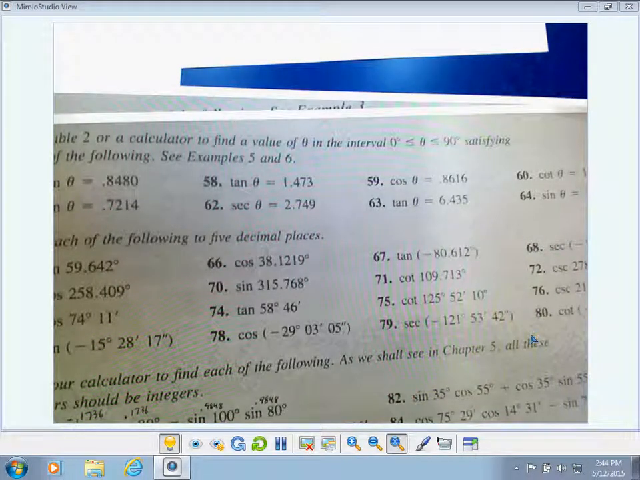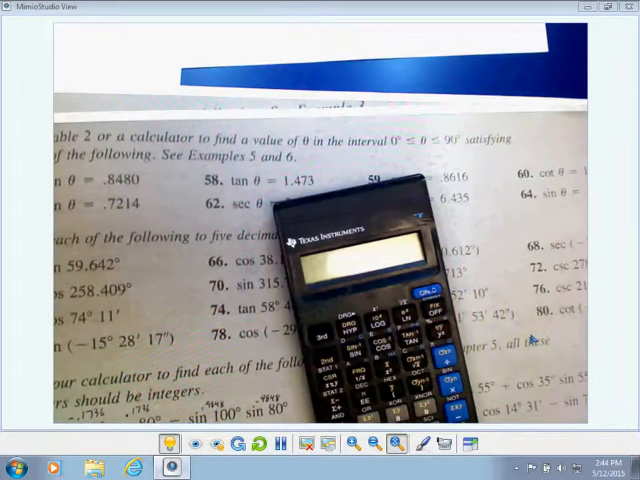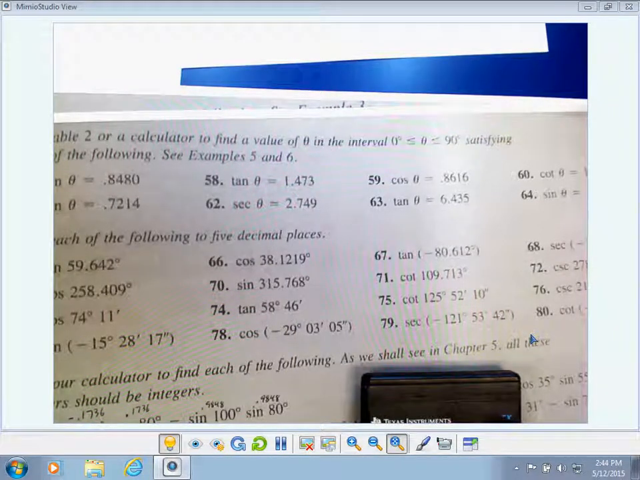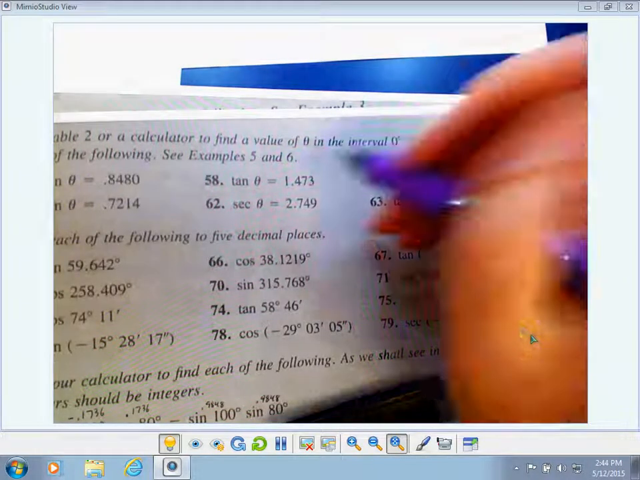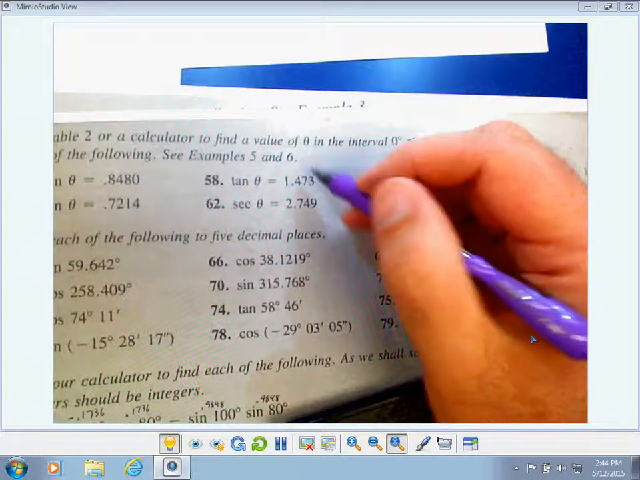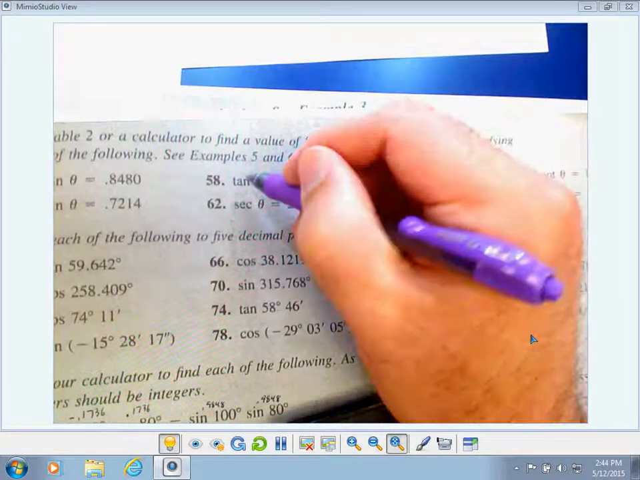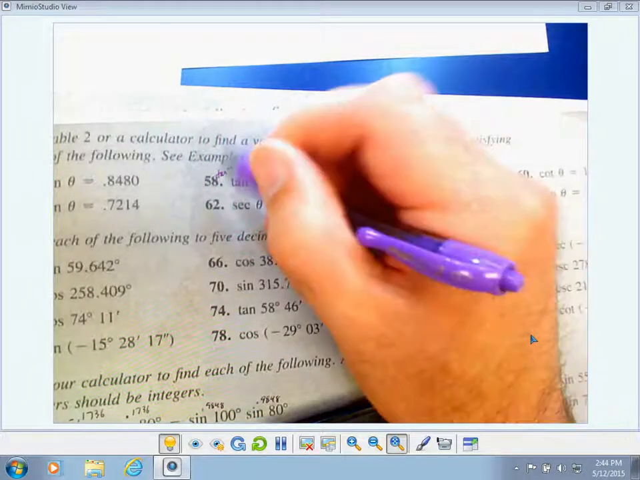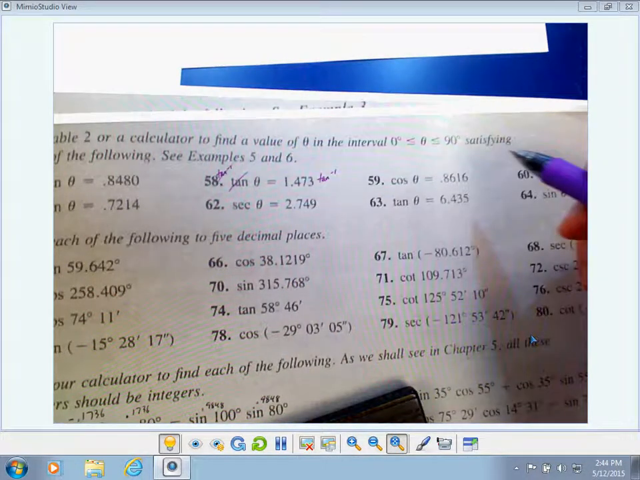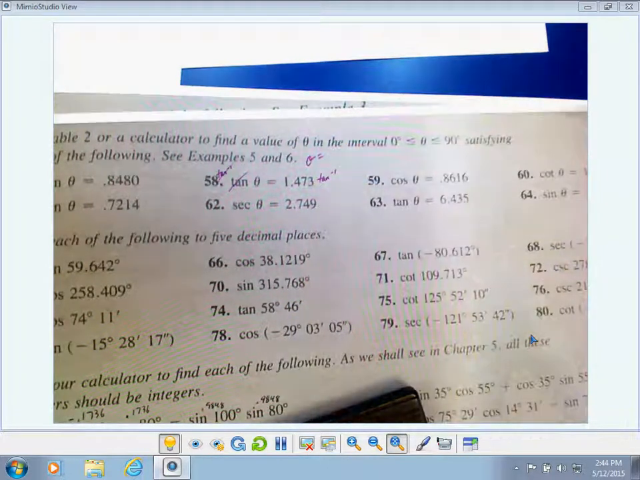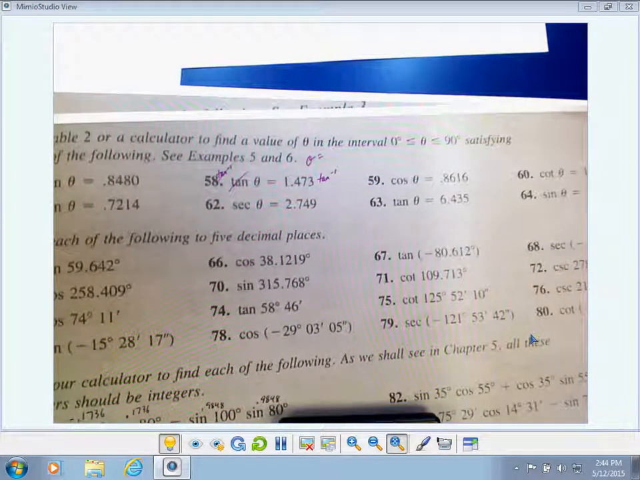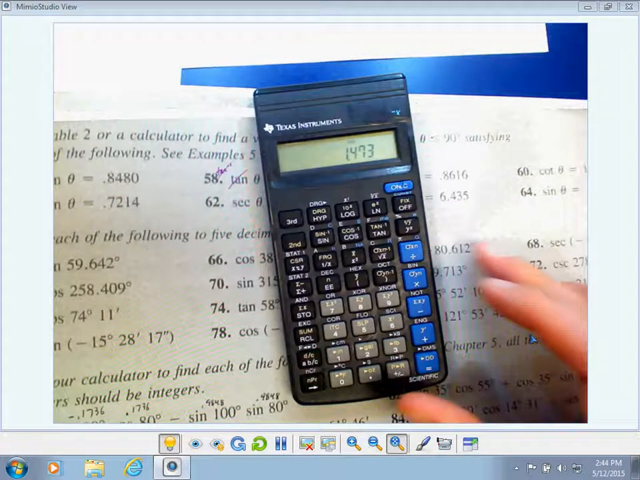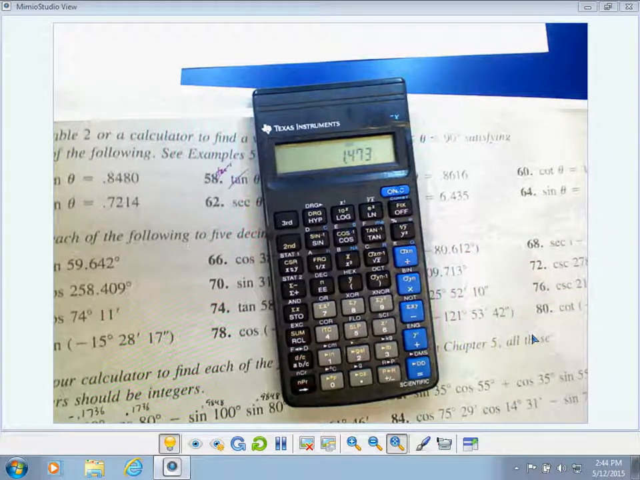Well, you're going to need a scientific calculator to do this. All I have with me right now is this old school calculator, but it will do the job. When you're trying to figure out an angle, what you want to do is the inverse of the function in front of it. So for example, tangent theta equals this. To get rid of a tangent, you want to use the inverse tangent function. The tangent and inverse tangent cancel, and you get theta equals some value. So if you just have that value, 1.473, then you would hit, on this calculator, it's kind of hard to see, but maybe you can see where the tangent button is.